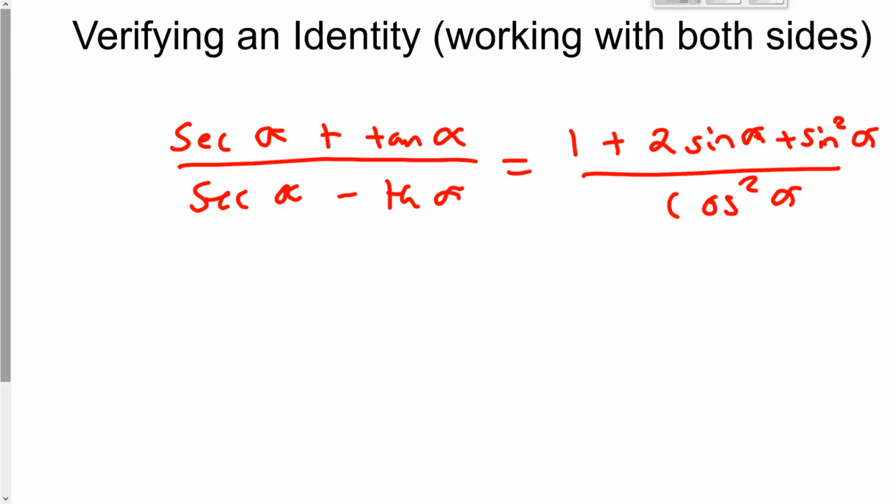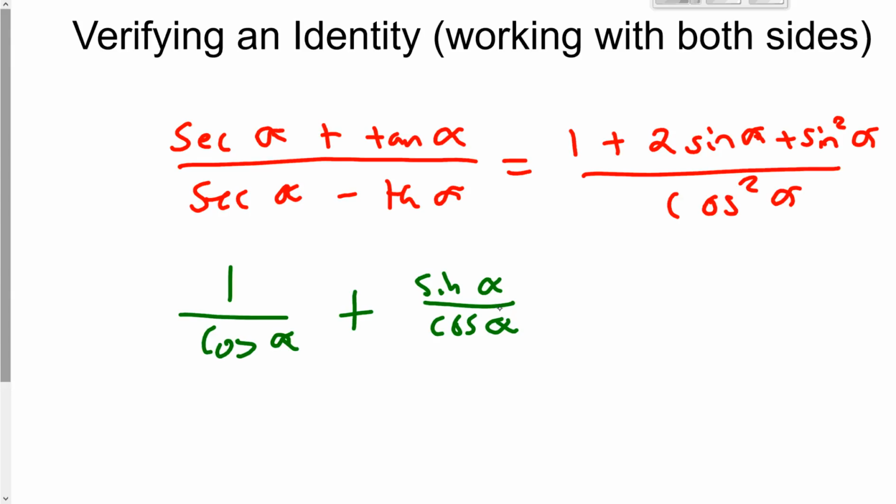I see on the right side I would need sine and cosine, right? So I want to turn all these things into sine and cosine. So this, secant, is 1 over cosine. This is alpha. You can change that to an x, a beta, whatever you want. It's just the angle. And tangent is sine over cosine. And secant, same thing. This one is just subtraction.